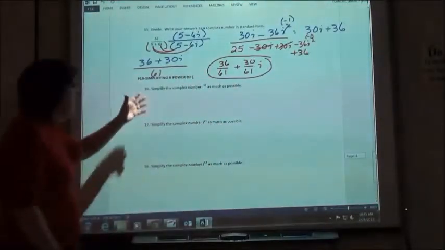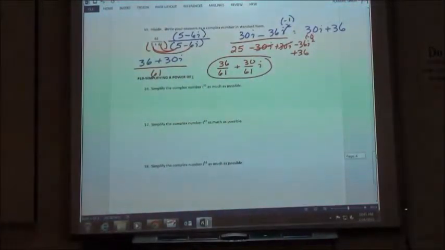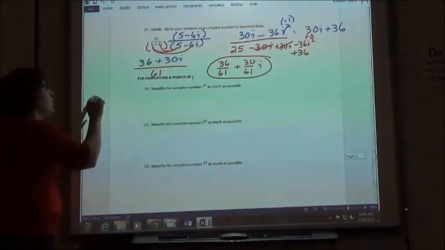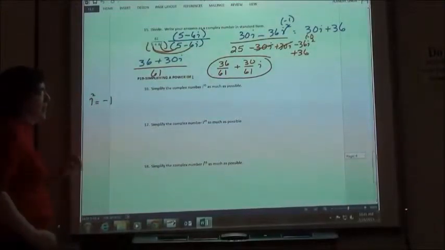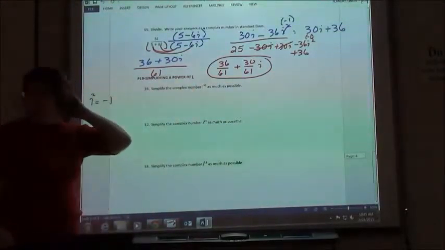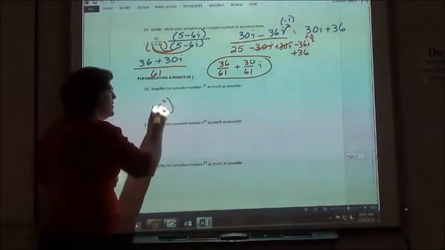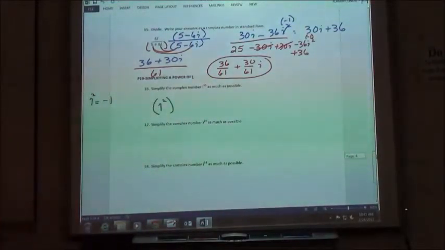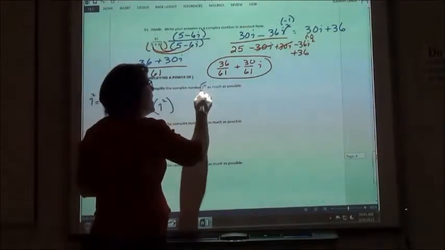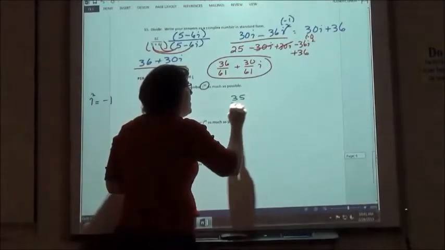Last three things on here. We are going to simplify something that has a pretty high exponent because we know that i squared is equal to -1. So we're going to rewrite this in terms of i squared. I'm going to write it as i squared to some power, and then I may need extra i's in there.